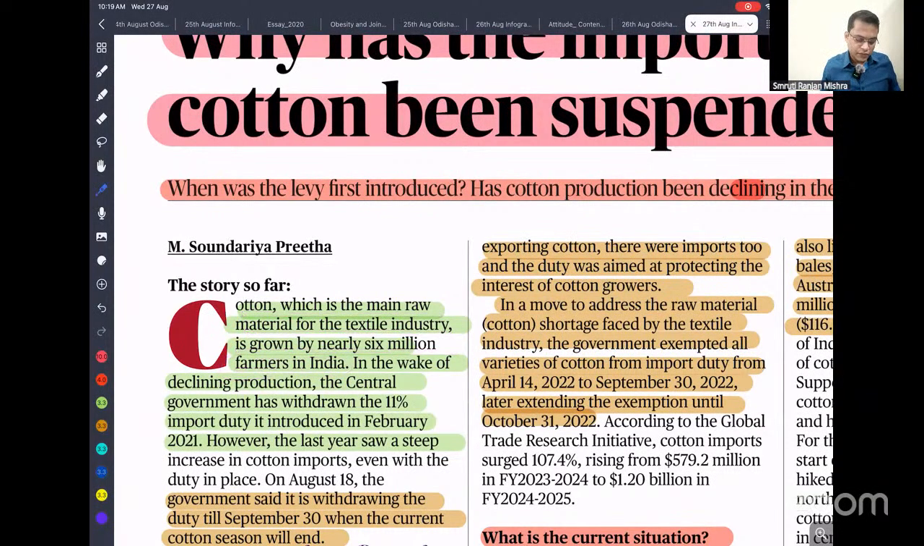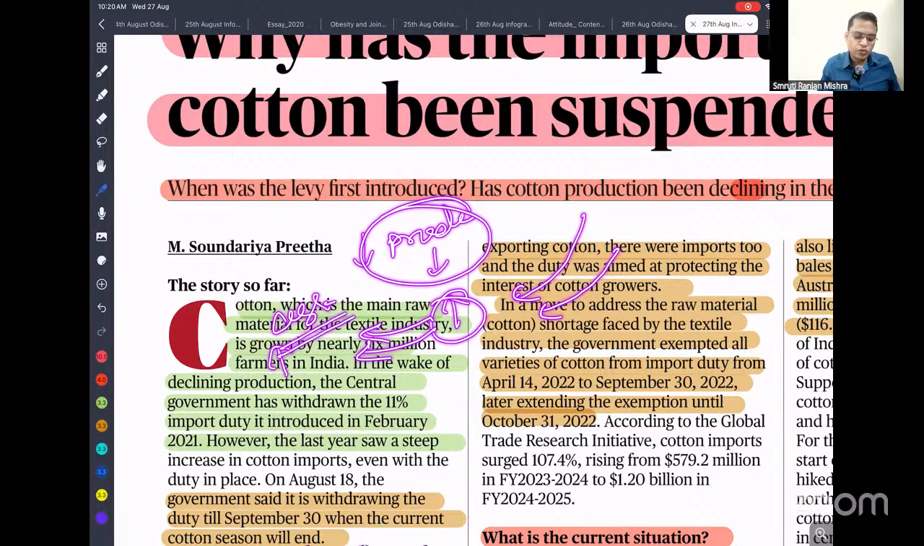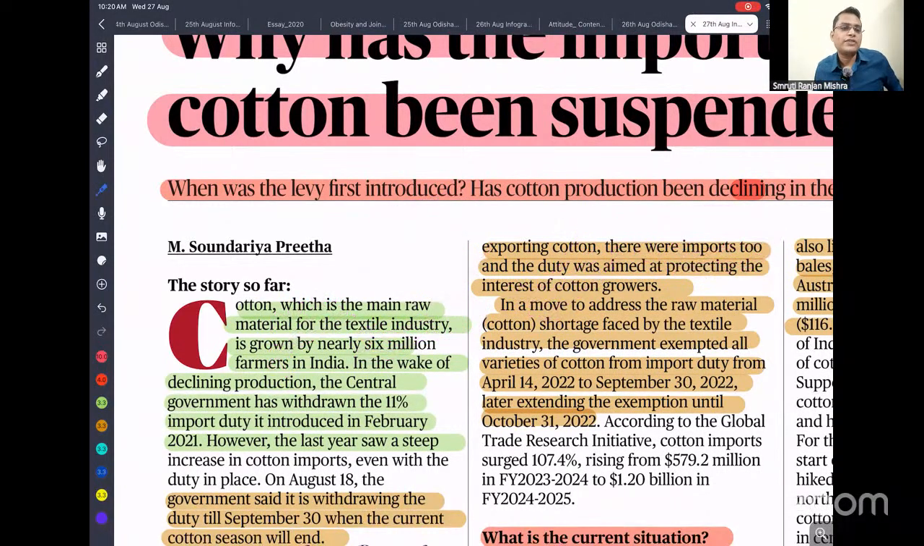6 million farmers in India are involved in cotton. The duty was introduced in February 2021. More demand means the price may increase. If the price increases, the cost of our textile products is going to increase. So to reduce the cotton price, the government removed the import duty, so that we can get cotton at a cheap rate and ultimately the end price of our textiles will be very low.